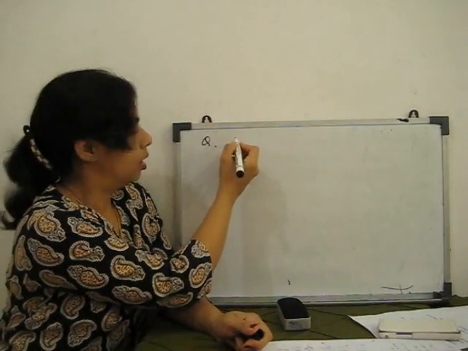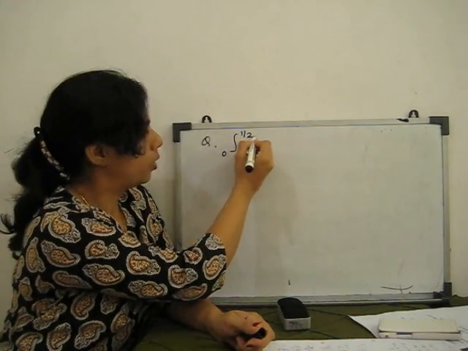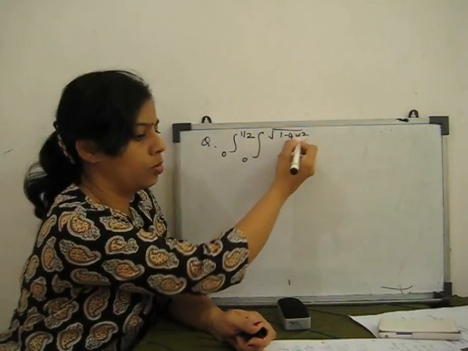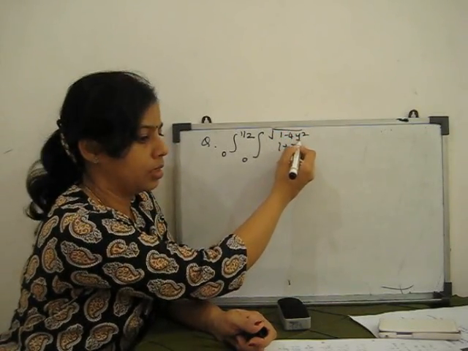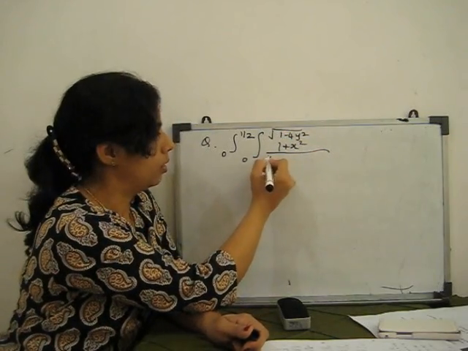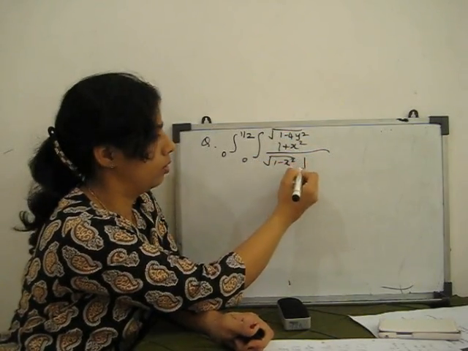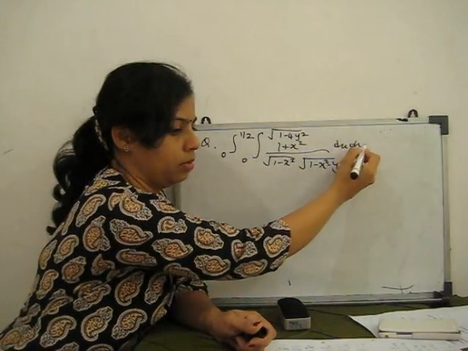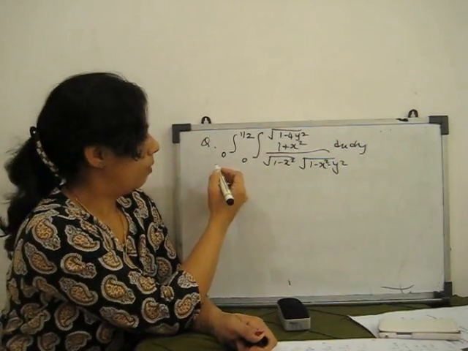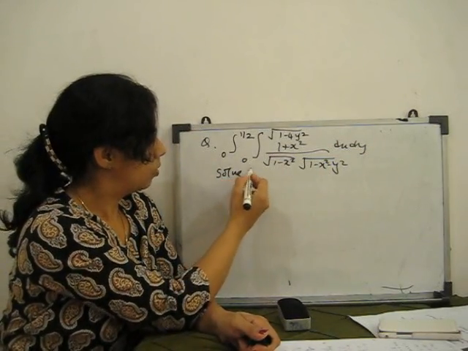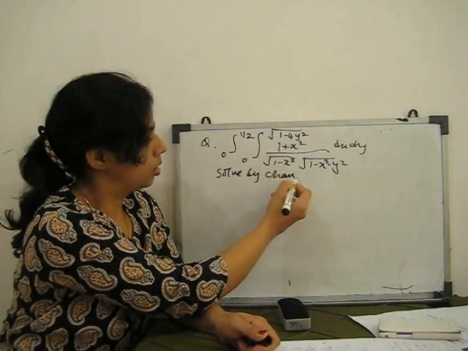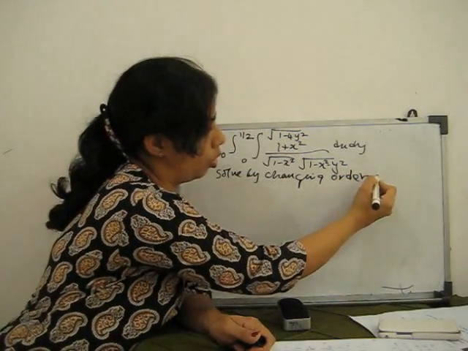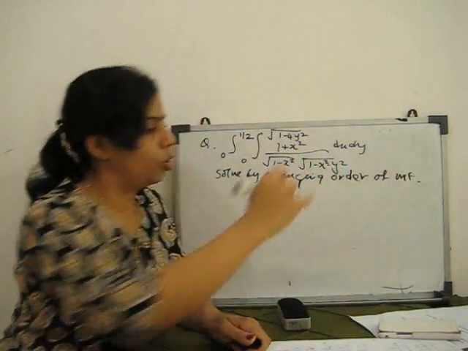One more question. 0 to 1 by 2, 0 to under root of 1 minus 4y square, 1 plus x square upon 1 minus x square minus y square, dx dy. Solve by changing order of integration. Okay.